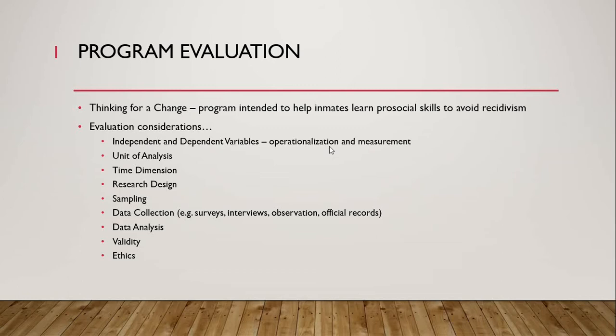So we have to think about what our independent, dependent variables are, how we're going to operationalize and measure them. We have to consider the unit of analysis, the time dimension, the research design, the sampling strategy that we'll use, the data collection strategy that we'll use, how we're going to analyze our data, and then we also have to consider validity and the ethical repercussions of our study as well. So I'm going to walk through briefly just how all these fit together.